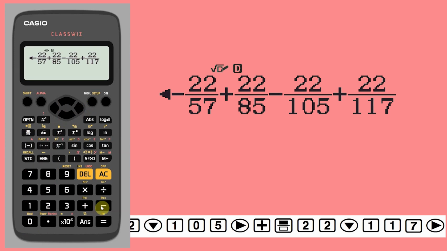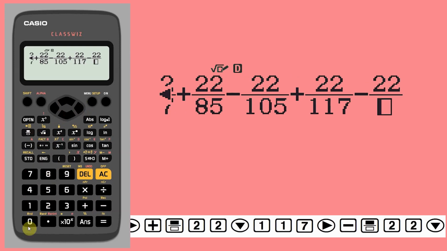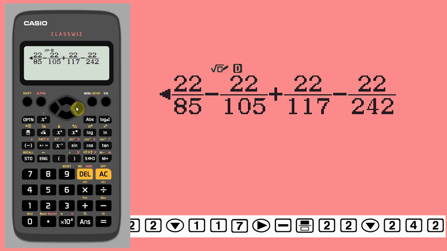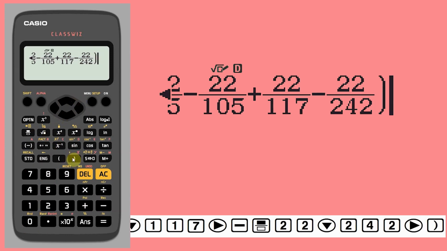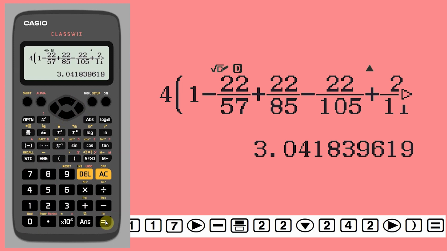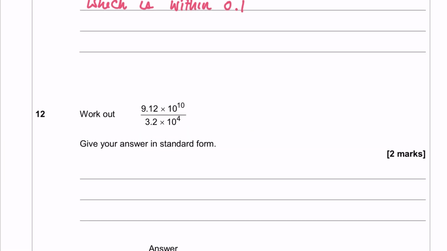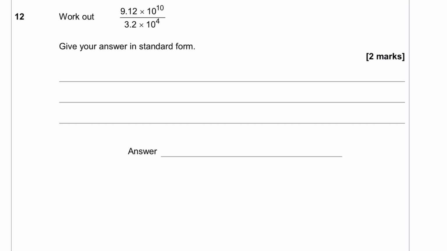the minus sign, 22 over 242, and then make sure you go out and close the bracket, hit equals, and this is the number that we put on the previous sheet. Again, this is how you use your calculator. So we're going to plug it into our calculator exactly as is, and what we get when we press our ENG button is the answer in standard form, 2.85 times 10 to the 6.